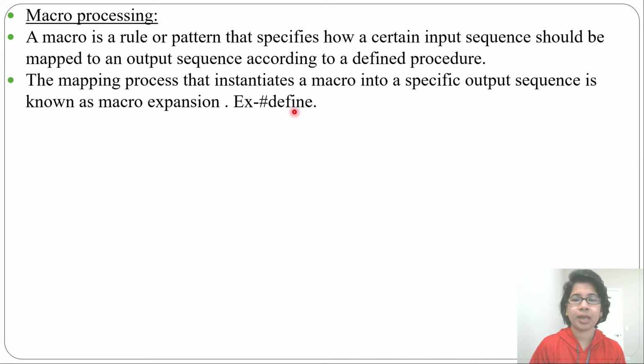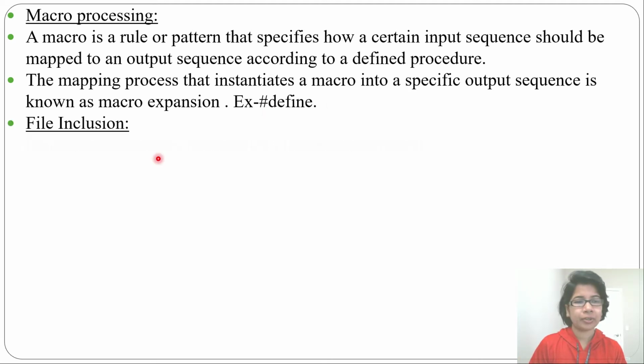For example, hash define. In a program, suppose some variable you are using repeatedly. Rather than writing it in every function, you can declare it before the program with hash define and you can use it in the whole program. Suppose you want to change that variable, you can simply change it in hash define.